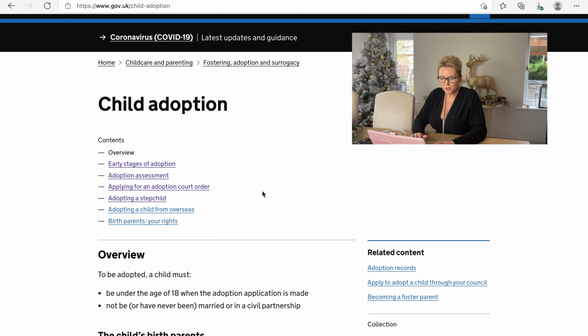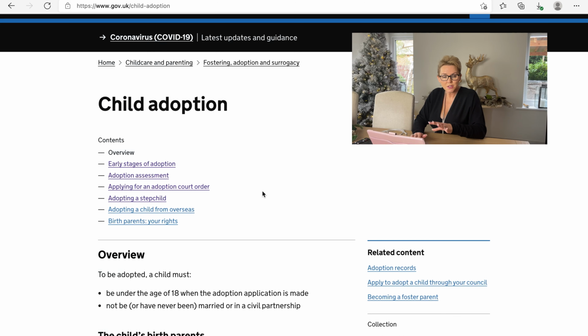Okay, so I wanted to do this video because a lot of you are talking about child adoption and how to start the process, if you can start the process, etc. So I thought what I'd do is take you to the government website so that you can actually see where all the information is, okay? So you've typed in child adoption and it brings you to this page.